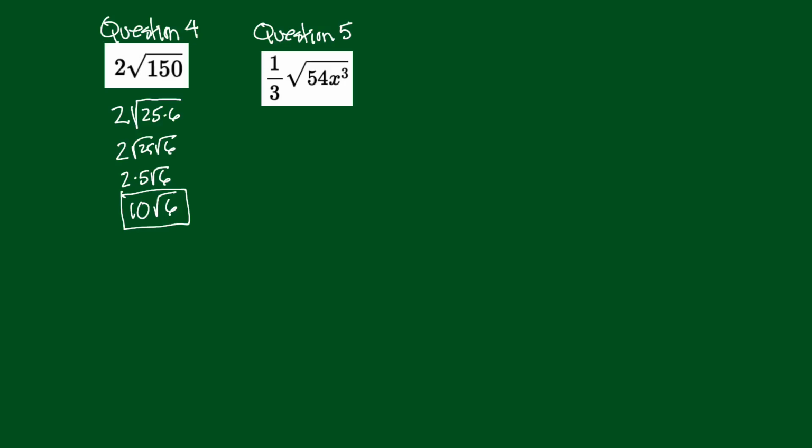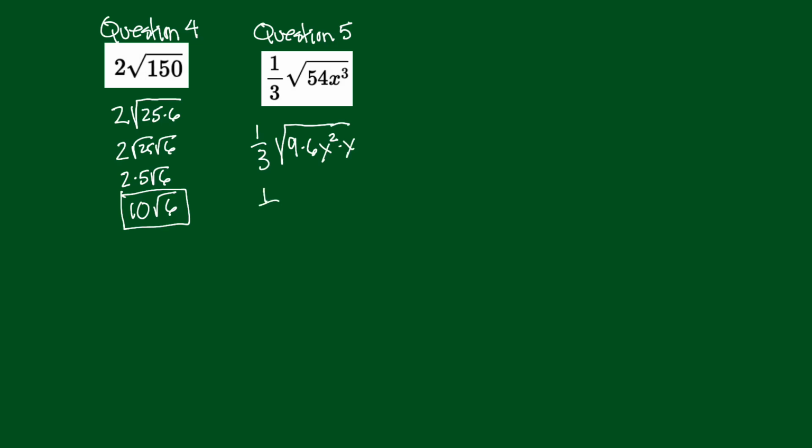So here's what I'm going to do. I'm going to write that 1/3 again, and this square root of 54x cubed. How about if we wrote this? 54. I know the square root of 9, and I know that 9 goes into 54. So how about 9 times 6, and then I've got an x cubed. I'm going to write that as x squared times x.